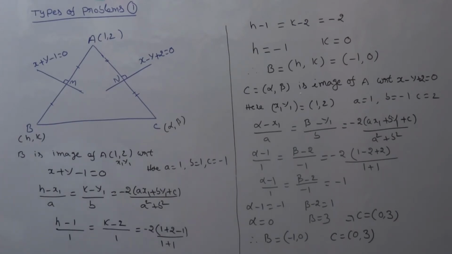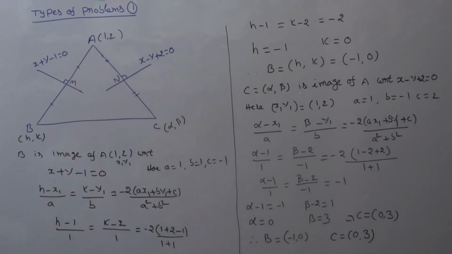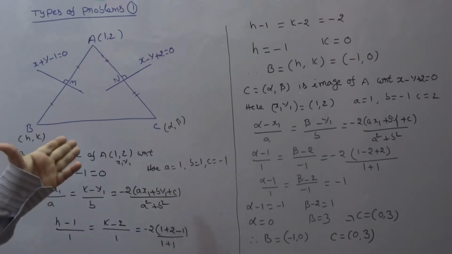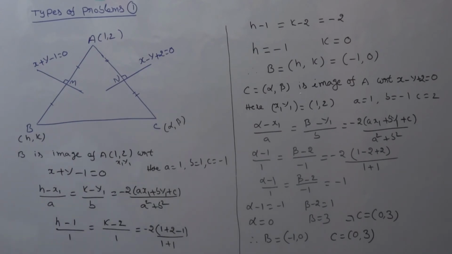So we find the values: A is (1, 2), B is (-1, 0) and C is (0, 3). So all these three vertices are known. Hence we can easily find the area of triangle ABC or the equation of the side BC.